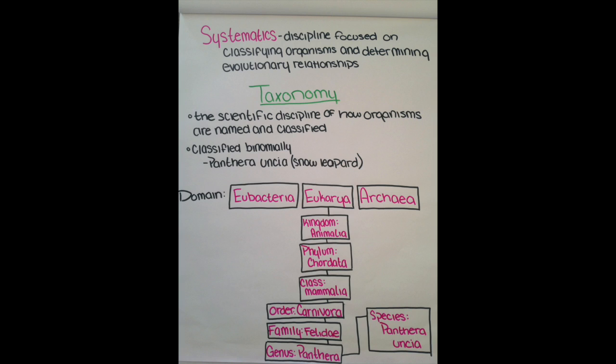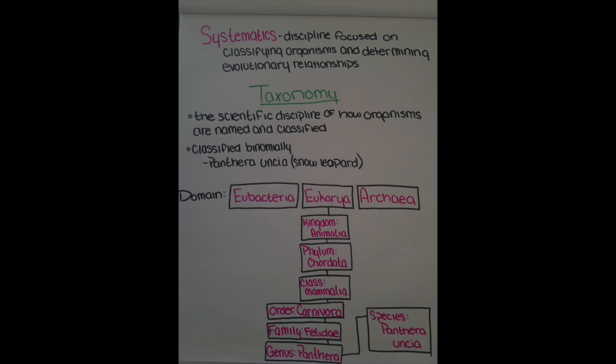The classification of each species is done in a hierarchical system beginning with the domain and ending in species. The taxon or taxa is the named taxonomic unit at each level of the hierarchy. For a leopard, Panthera is a taxon at the genus level, and if you look at the chart, it'll show you the entire hierarchy for the snow leopard.